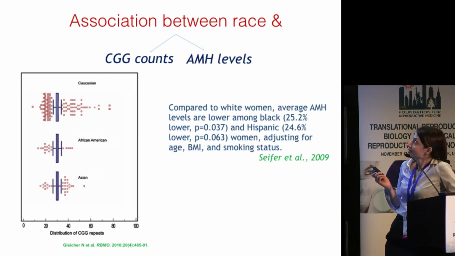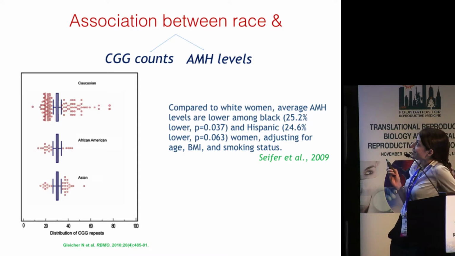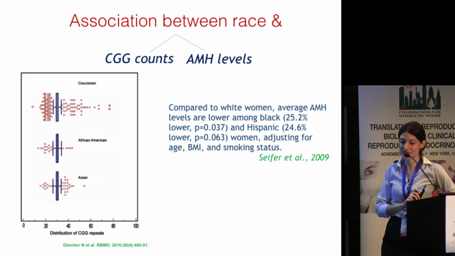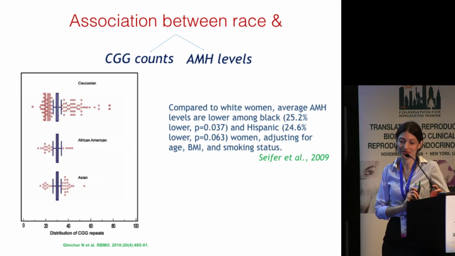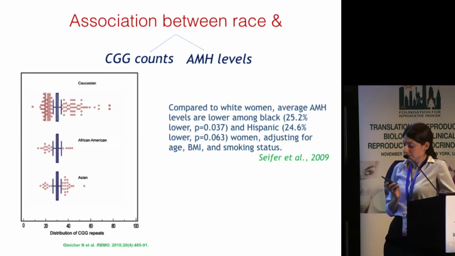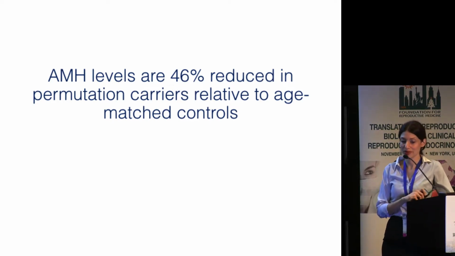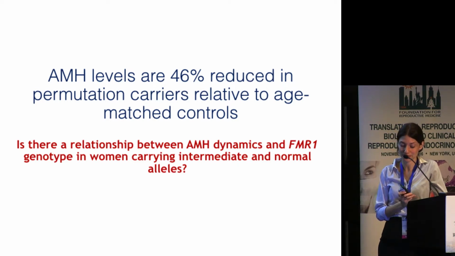And we also know that there is an association between race and AMH levels. So Dr. Seifer demonstrated that compared to white women, AMH levels are significantly lower among Black women, and lower in the Hispanic population relative to Caucasians, with adjustment for age, BMI, and smoking status. So FMR and AMH definitely have some common features, and AMH levels are known to be about 46% reduced in premutation carriers relative to age-matched controls.